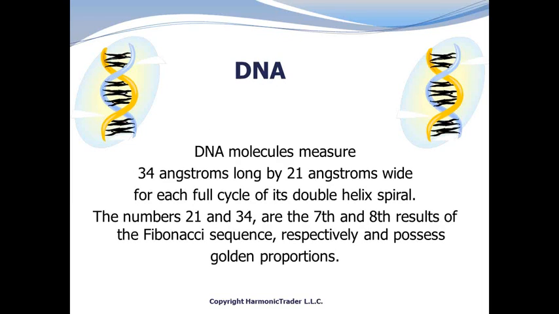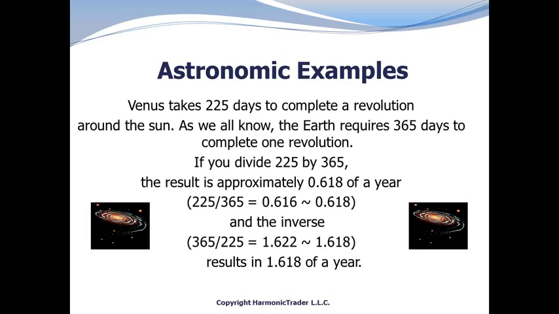DNA molecules. DNA molecules measure 34 angstroms long by 21 angstroms wide for each full cycle of its double helix spiral. The numbers 21 and 34 are the 8th and 9th results of the Fibonacci sequence respectively, and they too possess golden proportions.